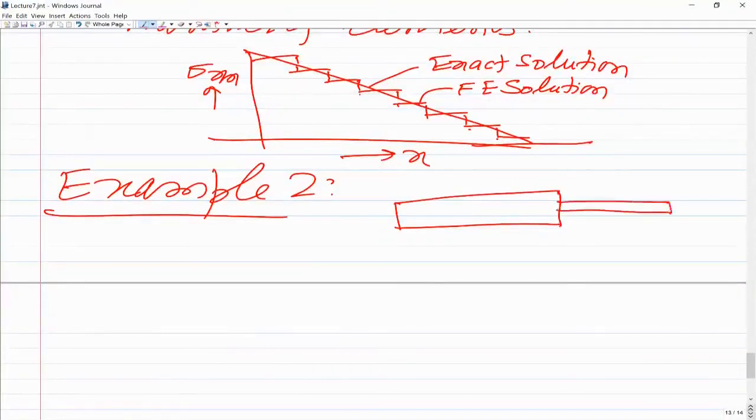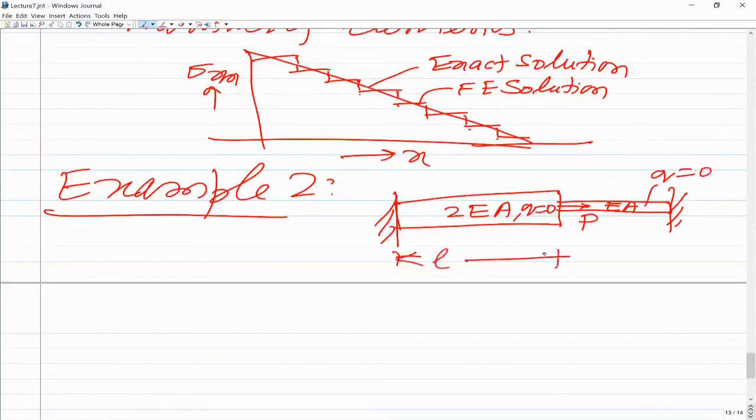Part of it has a cross section 2a. So the product of E and A is 2Ea, and here the cross-sectional area is just A. Additionally, let us say it is fixed here, and fixed here. There can be a distributed load also, but I am not considering that. Let us say at the center there is a concentrated force P, and Q is 0 here and Q is 0 here, no distributed force, although it can be there. The length is small l, and this is also small l.